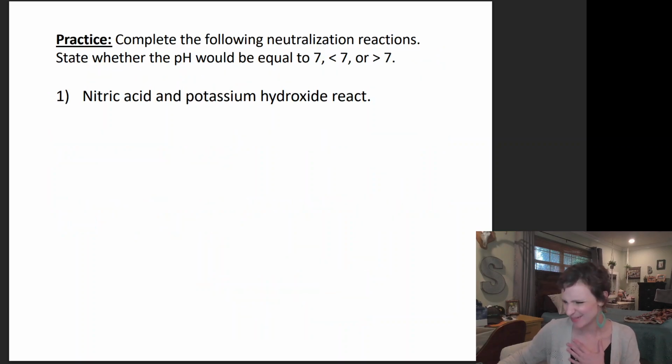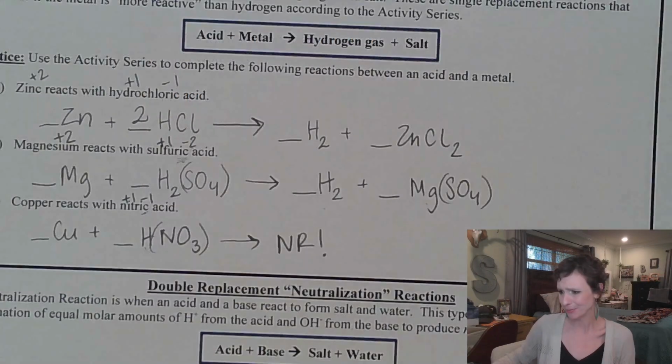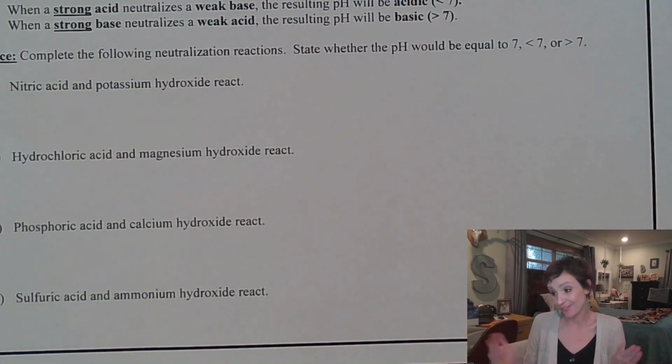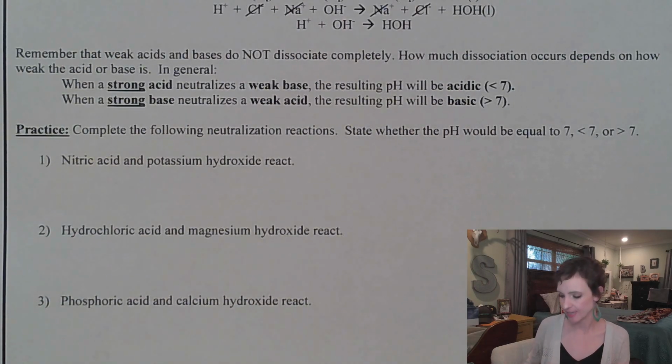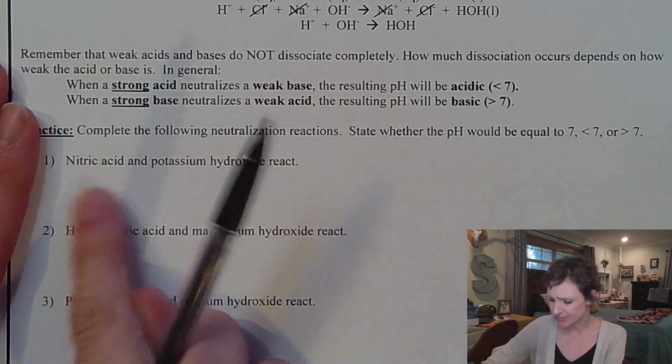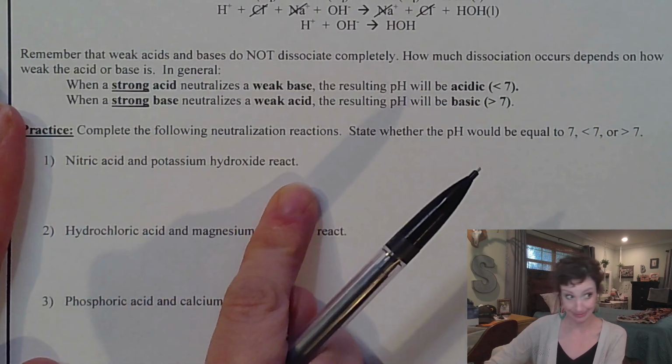All right, so now let's do some practice equations because this is going to be super fun. But you guys, they're double replacement reactions, so we're not going to be too afraid. Now we can predict whether the following double replacement reactions between acids and bases have a pH value equal to 7, less than 7, or greater than 7. So let's see. I have nitric acid and potassium hydroxide reacting. What is even happening here?